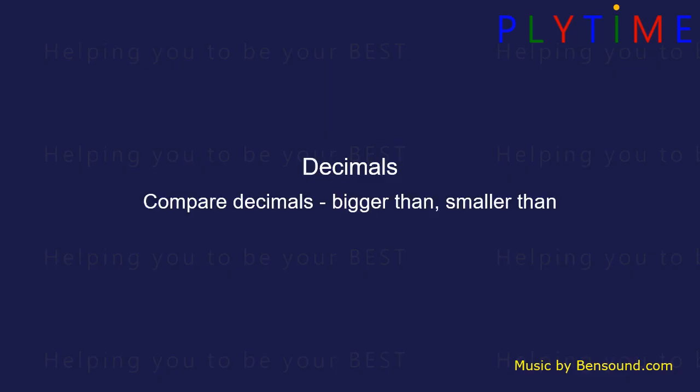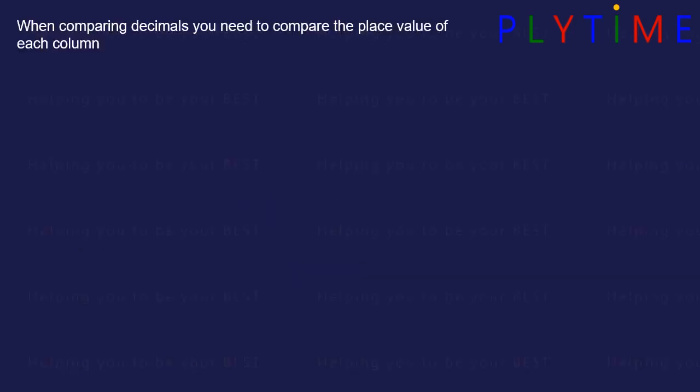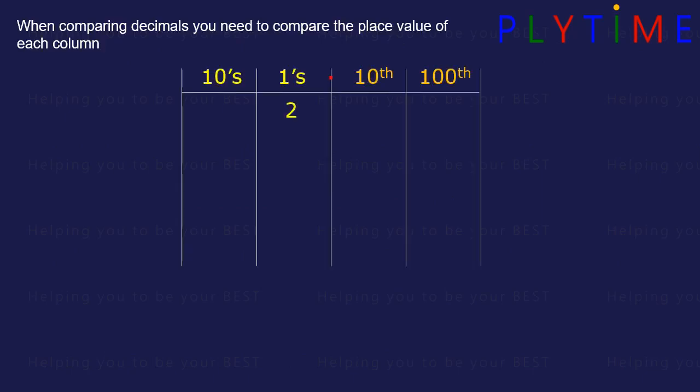Decimals. Compare decimals: bigger than, smaller than. When comparing decimals, you need to compare the place value of each column. Let's look at some numbers.